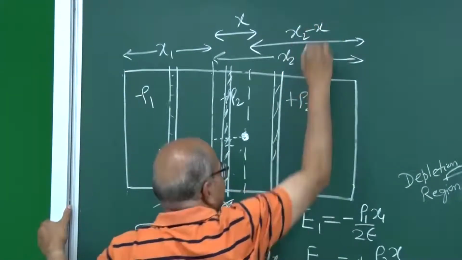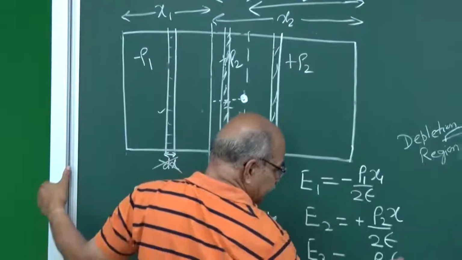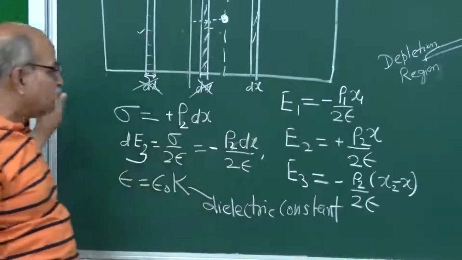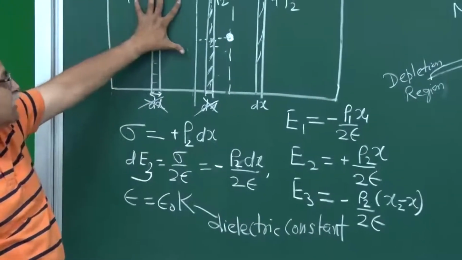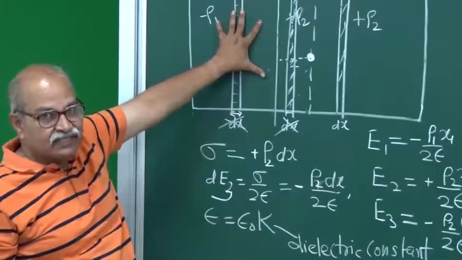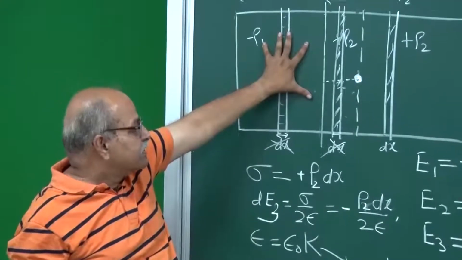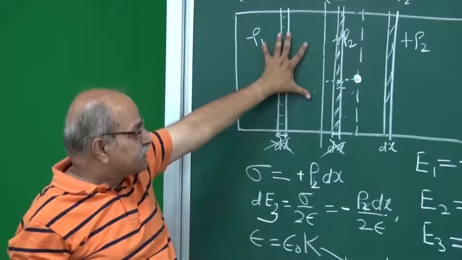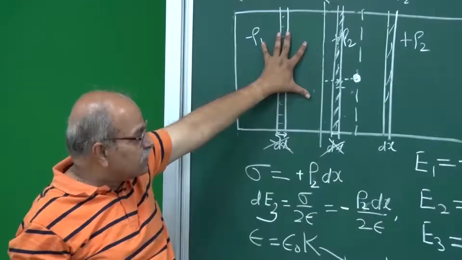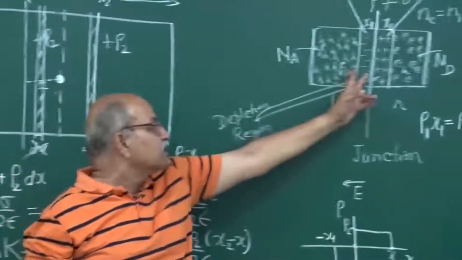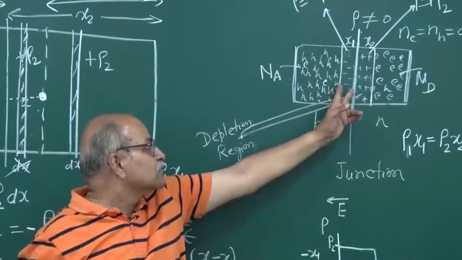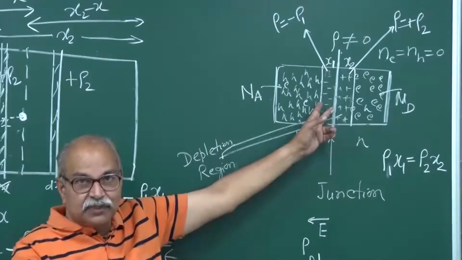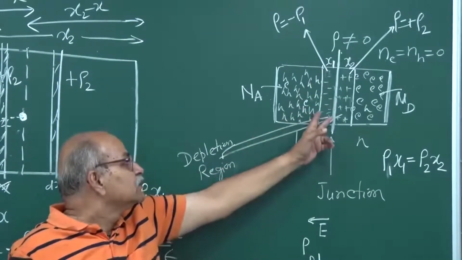E3 will be x2 minus x. So now I have all three contributions. The first contribution is due to this entire negative charge sitting here. This is that p-type semiconductor left of the junction, next to the depletion layer. This part here is the depletion region. This is still p type because all those acceptor impurities are here. So it is that part.